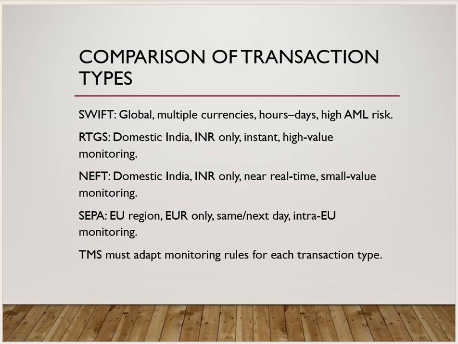So this one is the last slide: comparison of transaction types. We need to compare the SWIFT transaction, RTGS transaction, NEFT, and the SEPA transaction, and the transaction monitoring system impact on each. So SWIFT is a global level transaction. It is done across different countries, as a cross-border transaction, and multiple currencies are involved. It is high cost, and hours or days are required to complete it. This transaction contains high risks of anti-money laundering and CFT, because it is a cross-border transaction between two different countries.